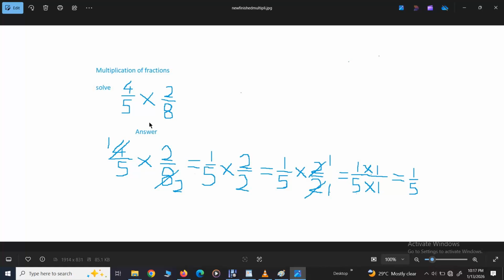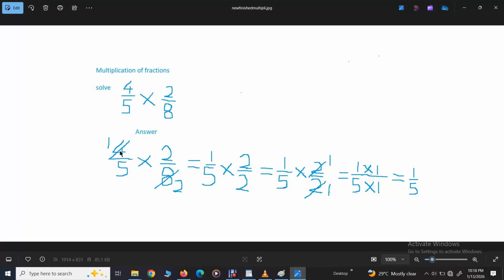Today we are going to learn something about multiplication of fractions. Example: solve 4 over 5 times 2 over 8. Now if you get a question like this, the first thing you have to do is check the numerators and the denominators. Check if they can cancel out.